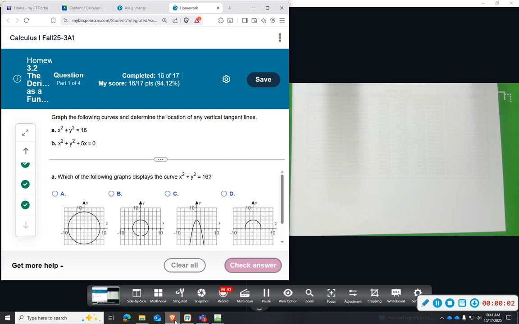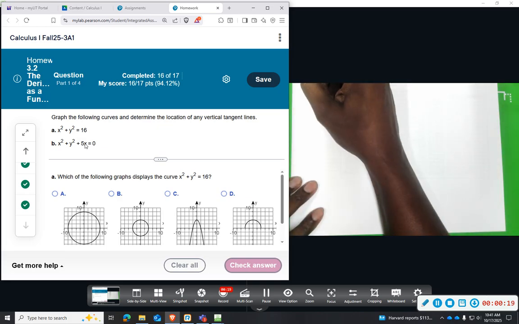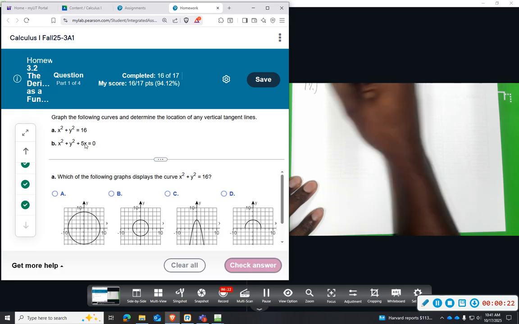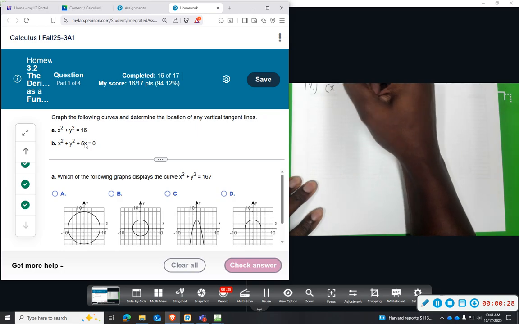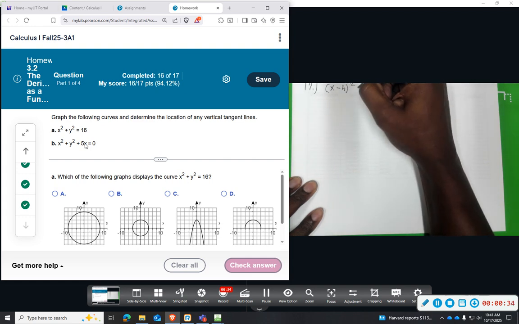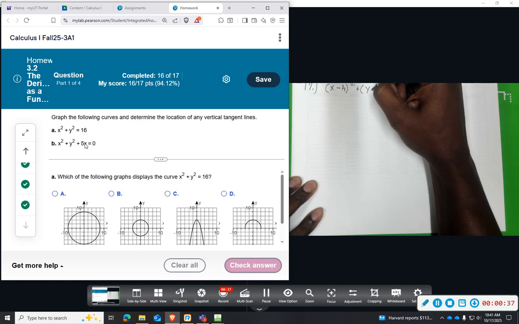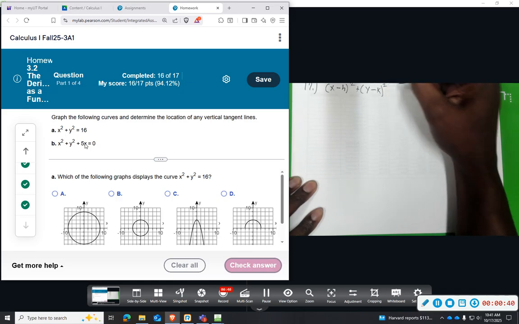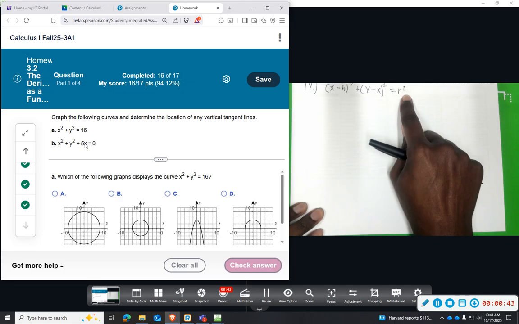All right, 17, it says graph the following curves, and we're going to determine the location of any vertical tangent lines. So you want to recall equations for circles on this one. Equation of a circle is going to be (x - h)² + (y - k)² = r², where r is our radius.